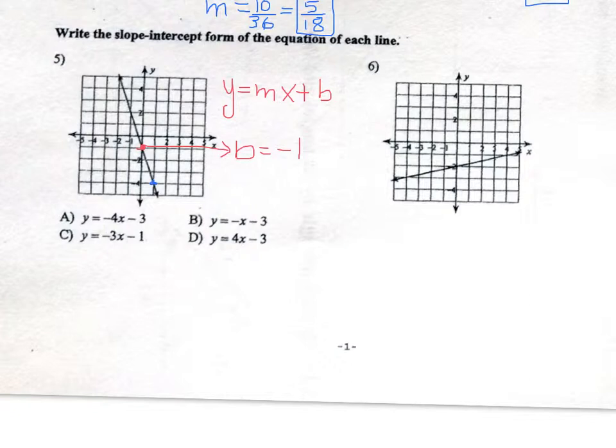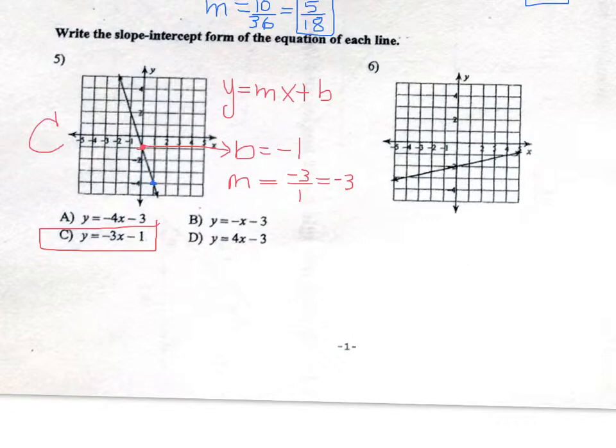To go from one point to the other, you go up and down first. So it's 1, 2, 3 down, 1 to the right. So the slope, 3 down means -3, 1 to the right is +1, so the slope is -3. Then the equation would be y equals -3x minus 1, so it's C.